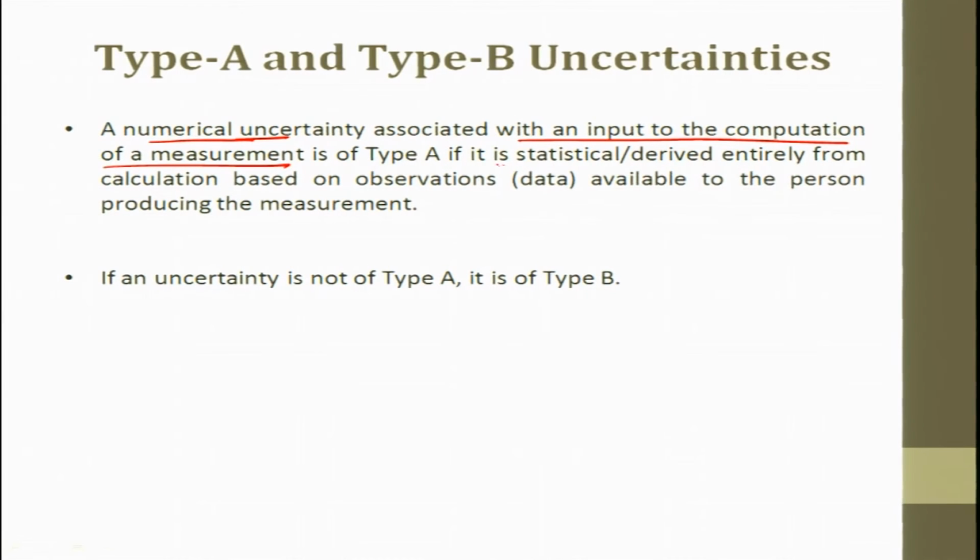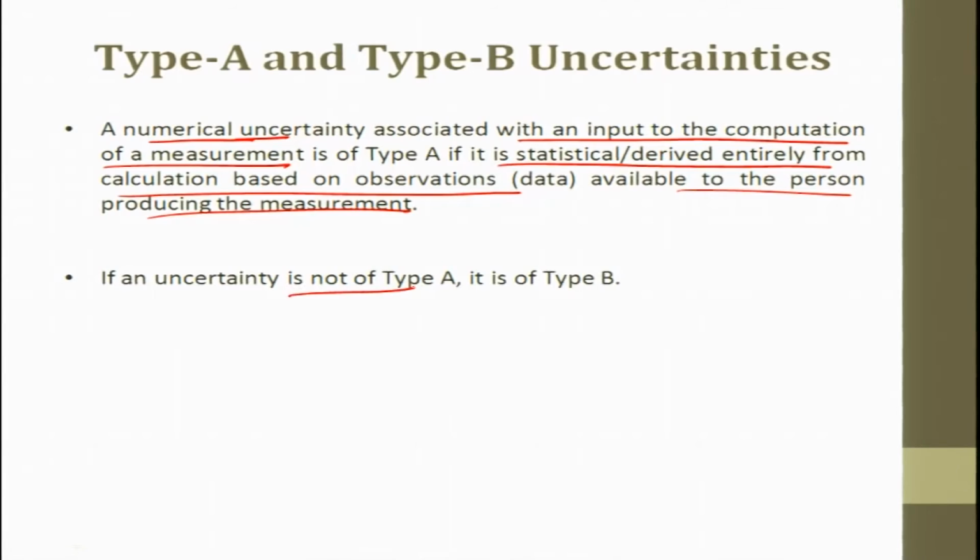If it is derived from the calculation based upon the observation data available to the person producing the measurement. So type A uncertainty is due to the experiments which we are conducting, due to the data that is obtained based on certain instruments. If uncertainty is not type A, it could be type B, which we are not considering, which are not the factors which we are controlling, and we are not working much on type B uncertainty. However, type A uncertainty is important.